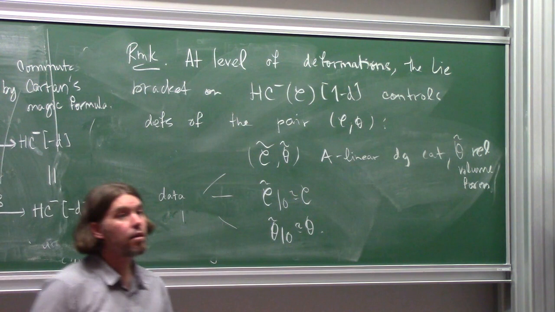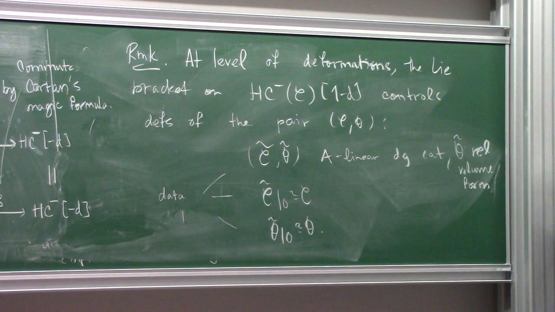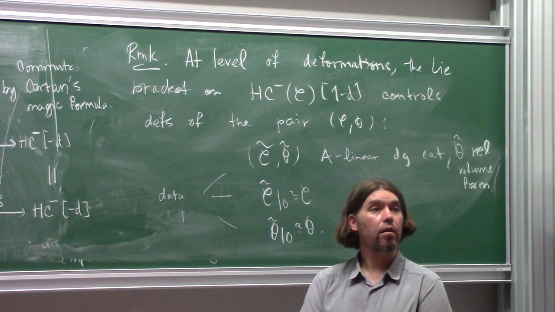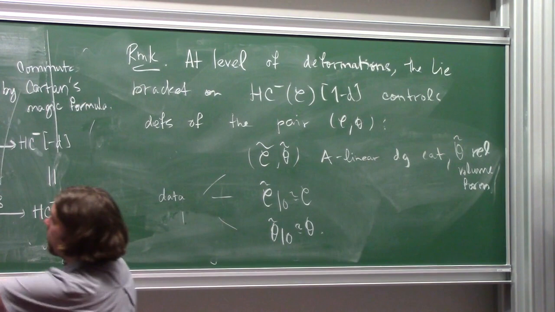So there are two parts. One is deforming the category, the other is deforming the volume form. Can it be that some deformations of the category do not admit deformations of the volume form? Yeah, probably. I mean, you could look at pi naught of this and see when it's surjective.